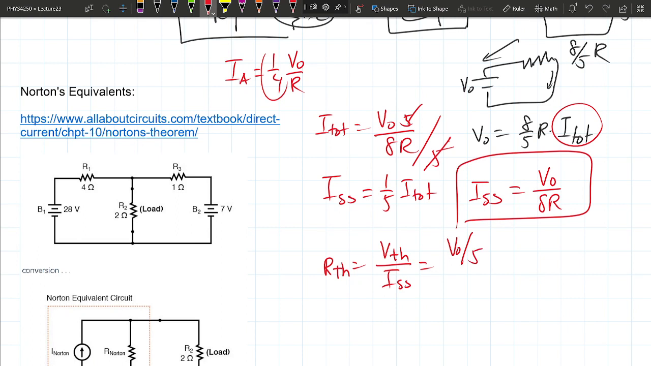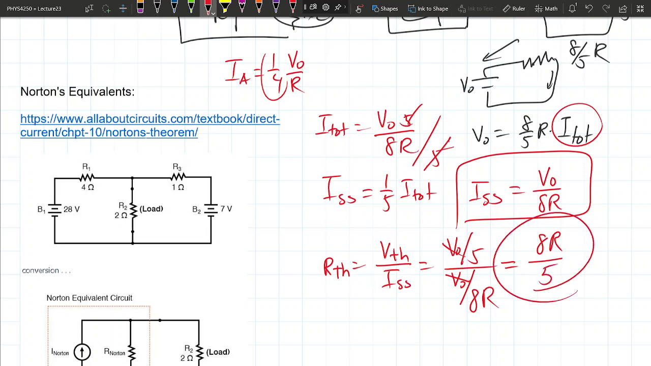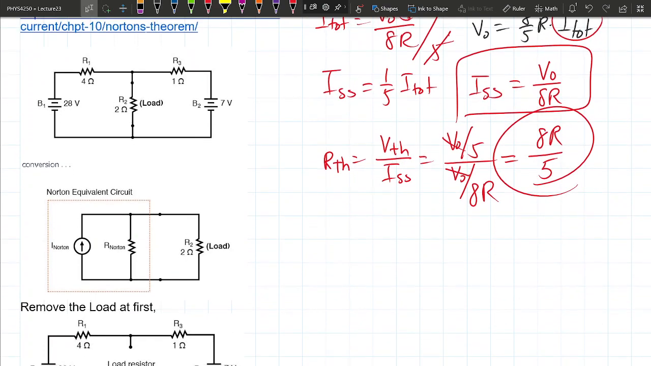V naught over 5, and then I short circuit is V naught over 8R. These two numbers cancel out. This is in the reciprocal, so the denominator of the denominator goes in the numerator, so R Thevenin is actually 8/5 R, and that's what we got. Yeah. Okay.